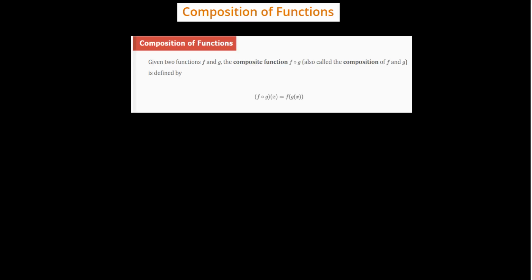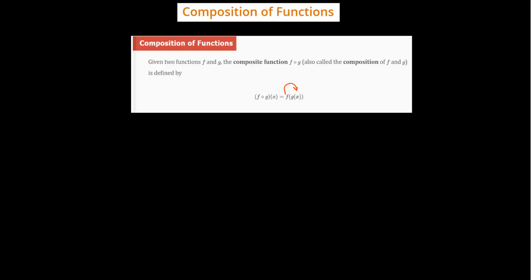Given two functions, f and g, the composite function, written f, an open circle, then g, also called the composition of f and g, is defined by f of g of x. If we have this notation right here, what this is saying is we're going to be putting g of x into f of x, or we're taking the function f of g of x.